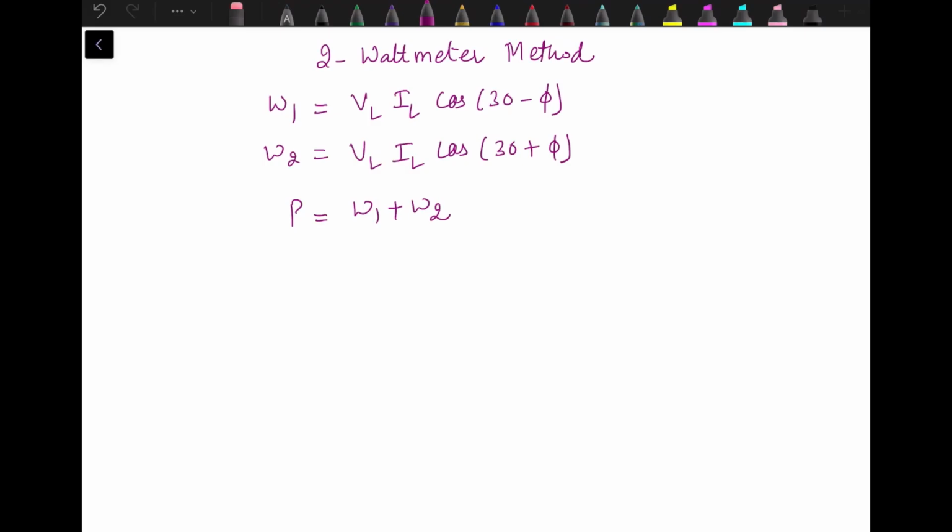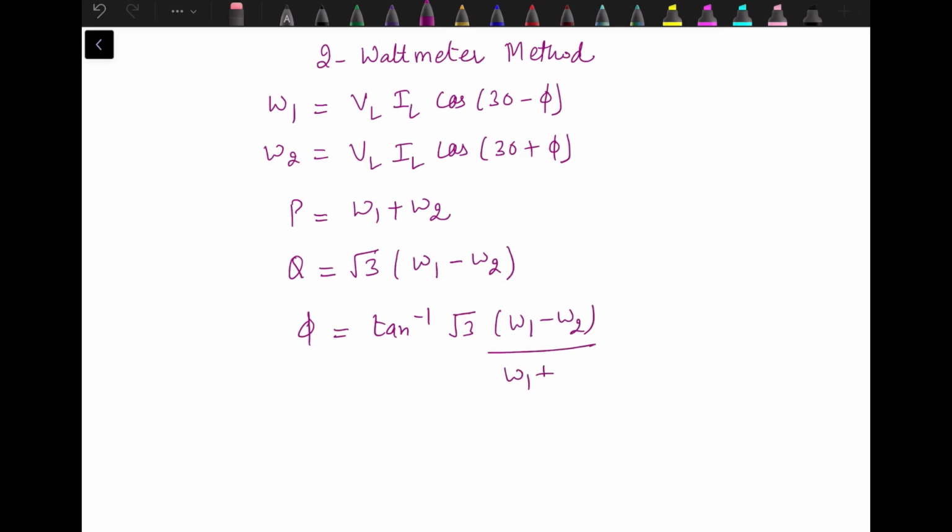We can also calculate reactive power, which is root 3 times (W1 minus W2). We can also calculate phi as tan inverse of root 3 (W1 minus W2) upon (W1 plus W2), and hence we can calculate the power factor, which is equal to cos phi. So by using the two readings only, we can do different calculations associated with the power. Now let's take all the problems one by one.